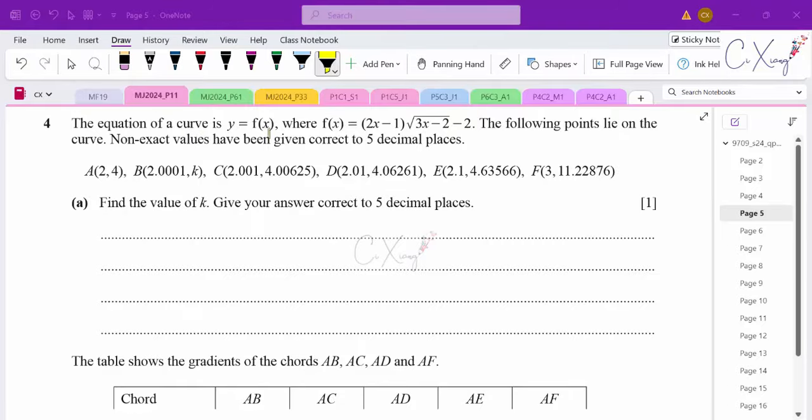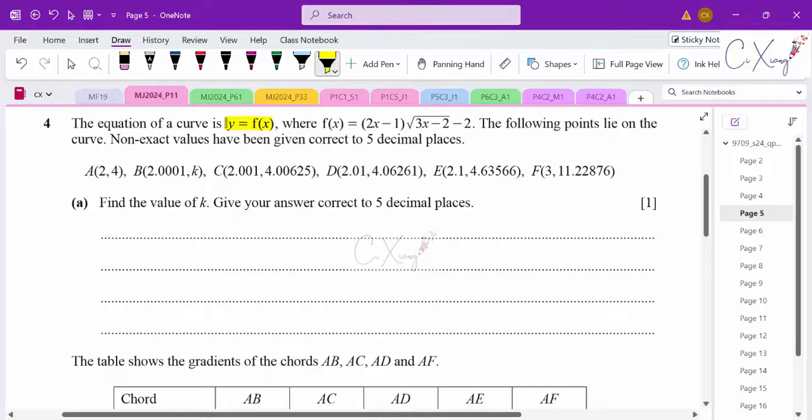We have question number 4 now. Okay, we are given y equals to f(x), where f(x) is defined as this expression. The following points lie on the curve. Non-exact values have been given correct to 5 decimal places. So these are all the points that we have. We have A, B, C, D, E, F.